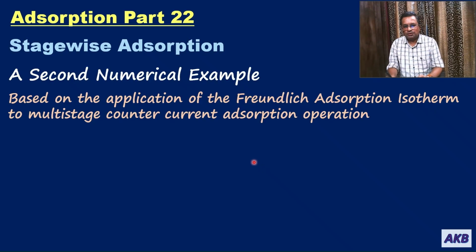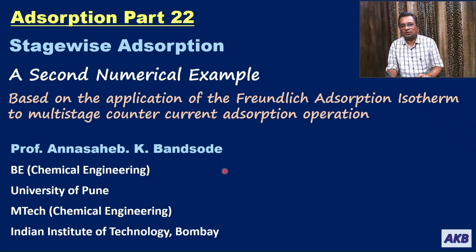Now in this particular part, I will tell you how you can get the minimum adsorbent to solvent ratio if you know the equation of the equilibrium curve. And by using the equation of the equilibrium curve, how can you get the minimum adsorbent to solvent ratio that can be used in a typical multi-stage countercurrent adsorption operation? So let us begin the discussion.